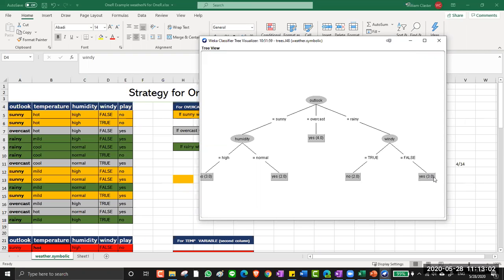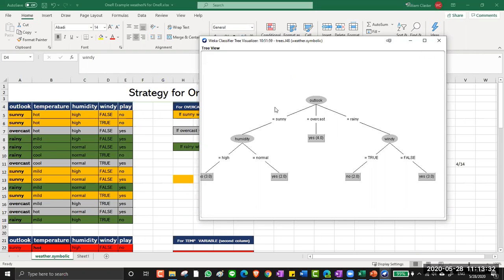Okay, so these are pure nodes again. This is a pure node. This is perfect. This rule is perfect for this data set. So if outlook equals rainy, then check windy. If windy is true, we predict no. If windy is false, we predict yes. These are perfect or pure nodes. They don't have any errors in them. They don't have any misclassifications.